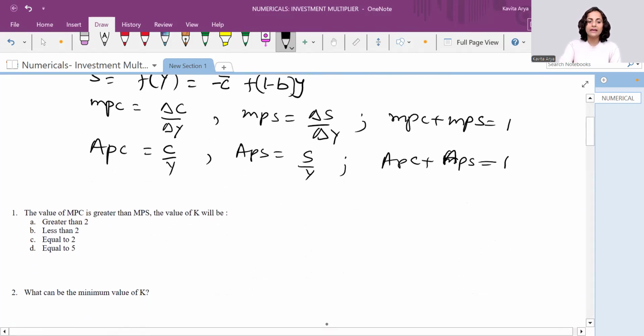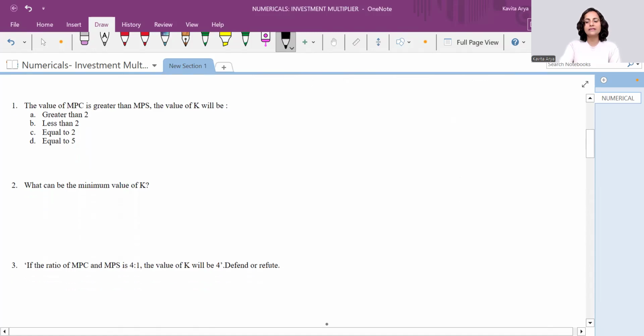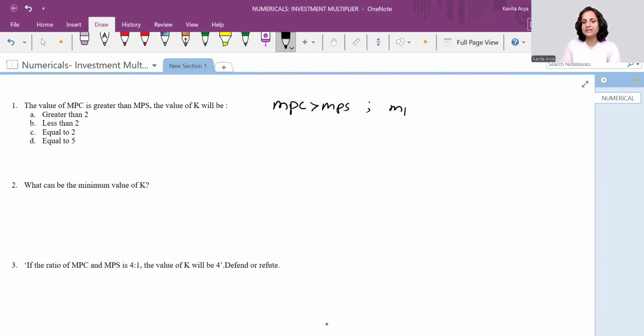So let's begin with the assignment I have created for you. The very first question is, the value of MPC is greater than MPS. The value of K will be. So we know MPC and MPS together make 1. So if we take MPC greater than MPS, it means we can have MPC as 0.75, 3/4, or we can have MPC as 0.9, 90%.